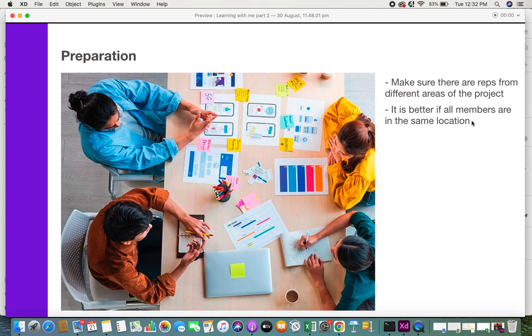The second one is that it's better if all the members are in the same location. There are a lot of changes happening around us in the ecosystem we work in, and some people work in different locations around the globe, but when it comes to collaboration and brainstorming, it's always recommended that everyone is in the same room, to share the same excitement and enthusiasm. Not only for that reason, but also when you share ideas, you can have face-to-face interaction.